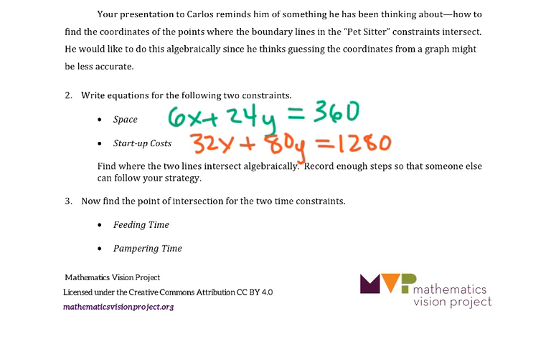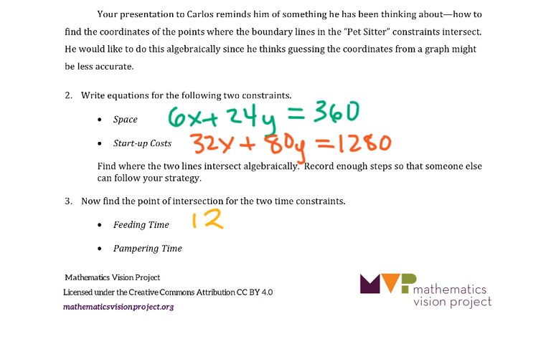Okay? So find where the two lines intersect algebraically. Record each step so that someone else can follow your strategy. Okay, so we've got to figure out how we can make these equal algebraically. Okay, then we want to do it for feeding time and pampering time.